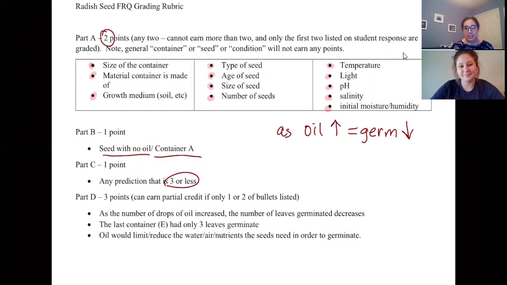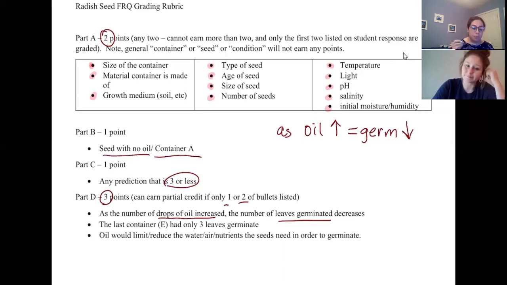All right, and the last one, part D. Part D was asking you to explain your justification for the prediction that you made. So you can earn partial credit, either 1, 2, or if you get all 3, then 3 points from each of these bullets listed. The first bullet is if you explained that as the number of drops of oil increased, the number of leaves decreased. That would be 1 point. Whether you did it in part D or if you accidentally wrote it in part C, that's fine too. You still have it in your answer document, so that's okay.